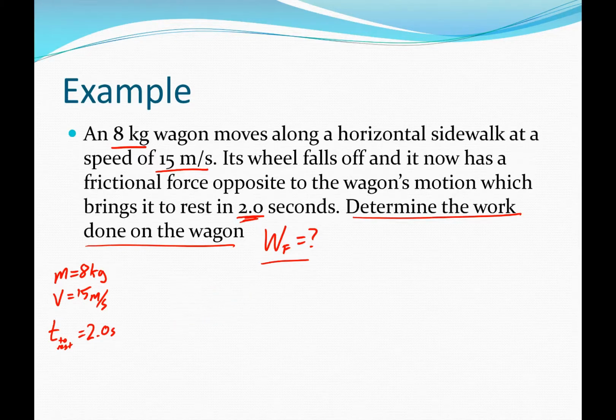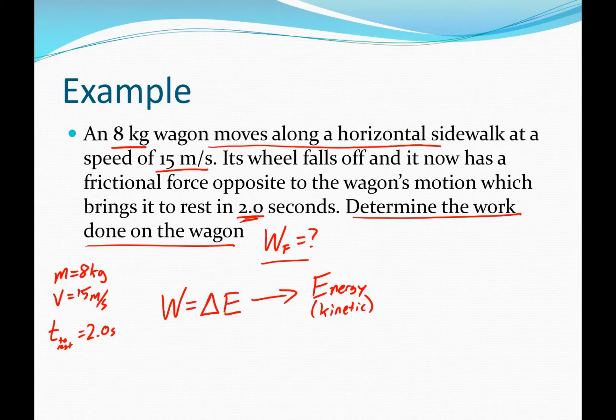Because we do have another formula for work. Work is equal to a force exerted over a distance, but work is also equal to our change in energy. And the change in energy here, just to describe it, we have energy in the form of kinetic, because the wagon moves along a horizontal sidewalk. The fact that it's moving means that it has kinetic energy. And when it comes to rest, that means we have 0 kinetic energy. It means it's all gone at that point. So our energy goes from kinetic to 0.